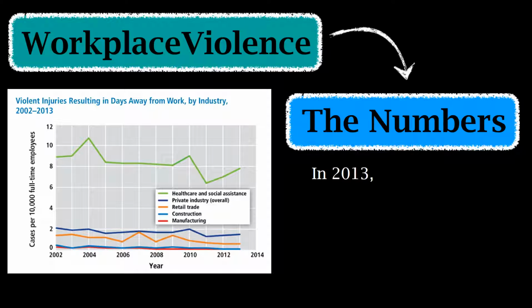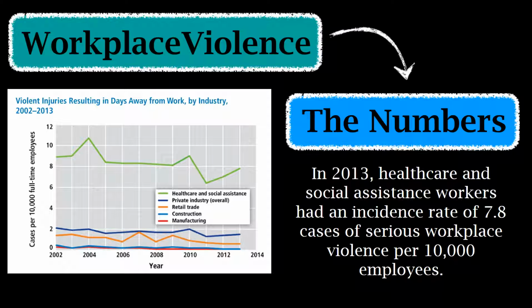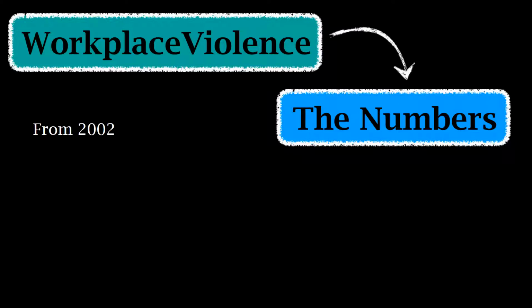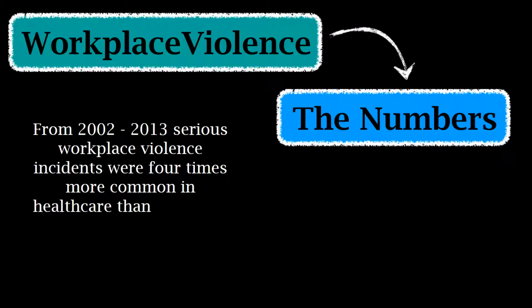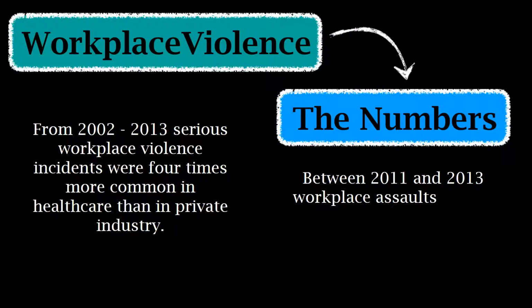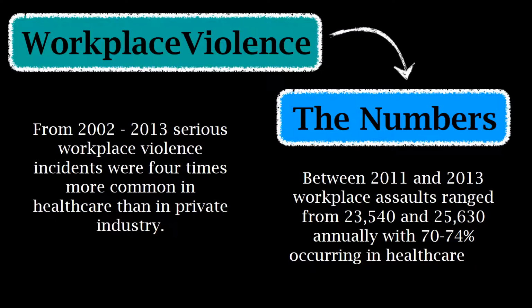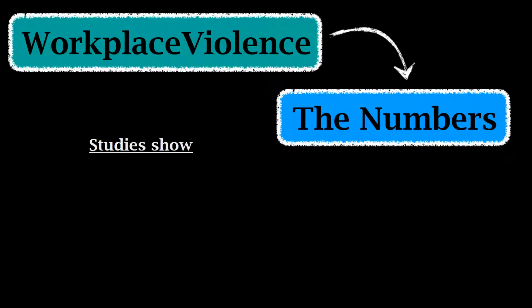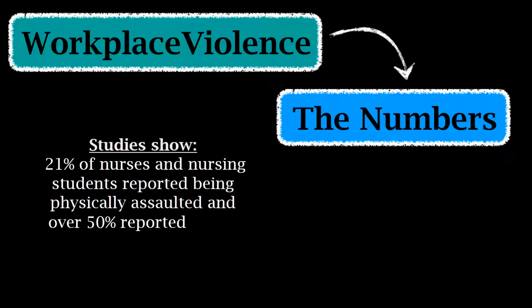In 2013, healthcare and social assistance employees had an incidence rate of 7.8 cases of serious workplace violence per 10,000 employees. From 2002 to 2013, serious workplace violence incidents were 4 times more common in healthcare than in private industry. Between 2011 and 2013, workplace assaults ranged from 23,540 and 25,630 annually, with 70 to 74% occurring in healthcare and social service settings. Studies show 21% of nurses and nursing students reported being physically assaulted, and over 50% reported verbal abuse in a 12-month period.